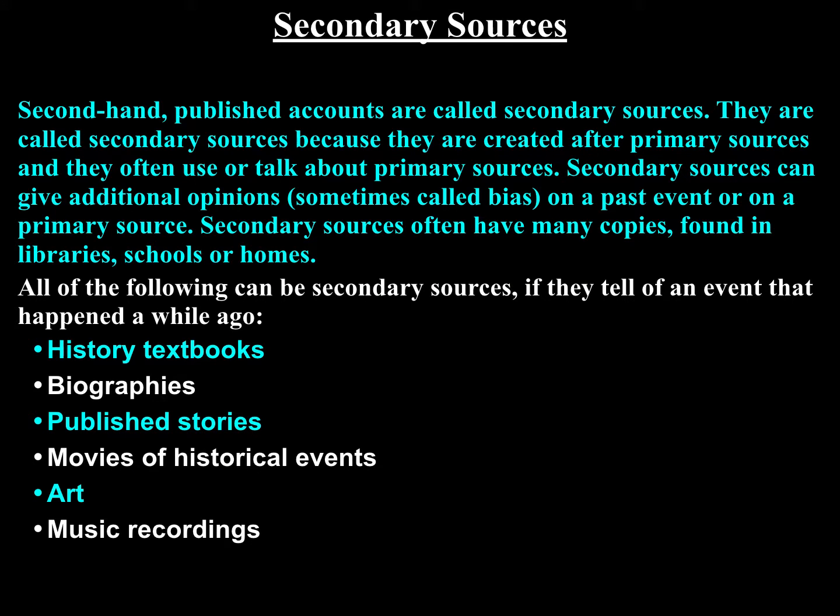And then we go into secondary sources. Secondhand published accounts are called secondary sources. They are called secondary sources because they are created after primary sources, and they often use or talk about primary sources. Secondary sources can give additional opinions, sometimes called bias, on the past event or on a primary source. Secondary sources often have many copies found in libraries, schools, or homes.